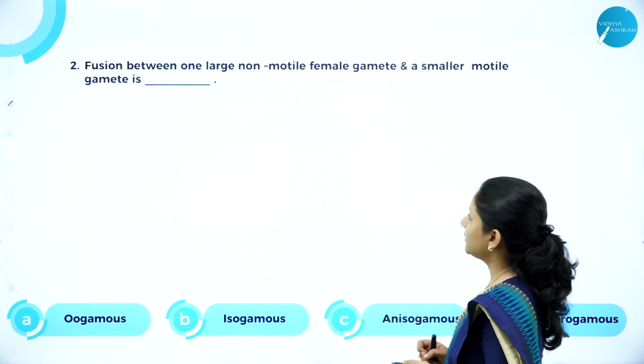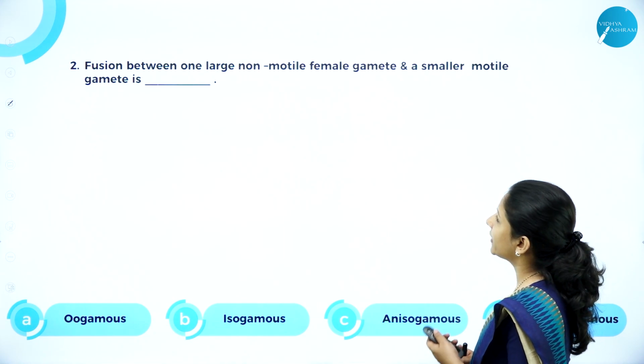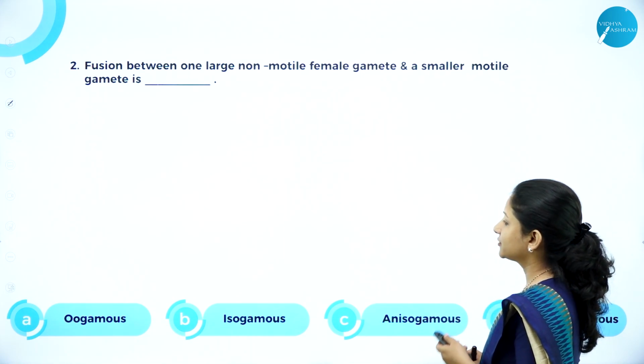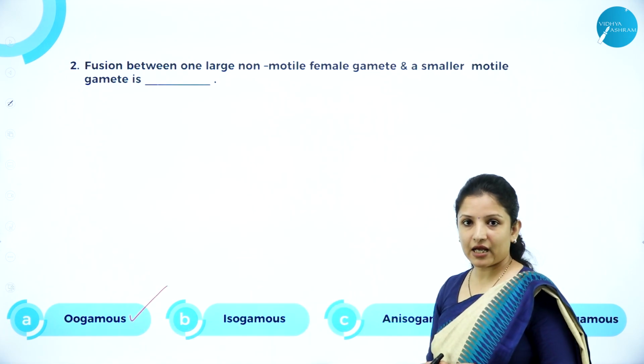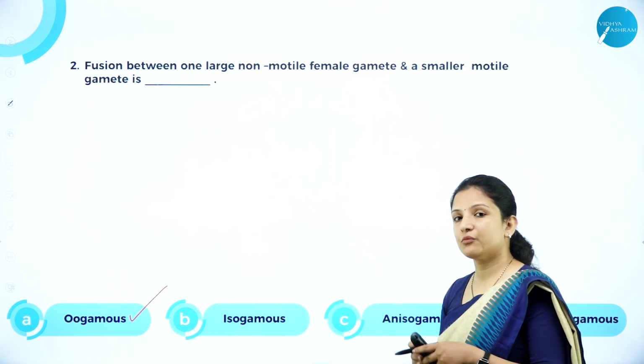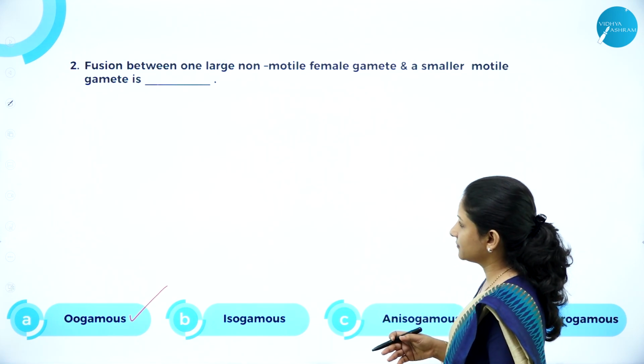Fusion between one large non-motile female gamete and a smaller motile male gamete is called what? Oogamous, right? Here, the non-motile female gamete that is larger fuses with the motile male gamete that is smaller. So, therefore, the answer is oogamous.